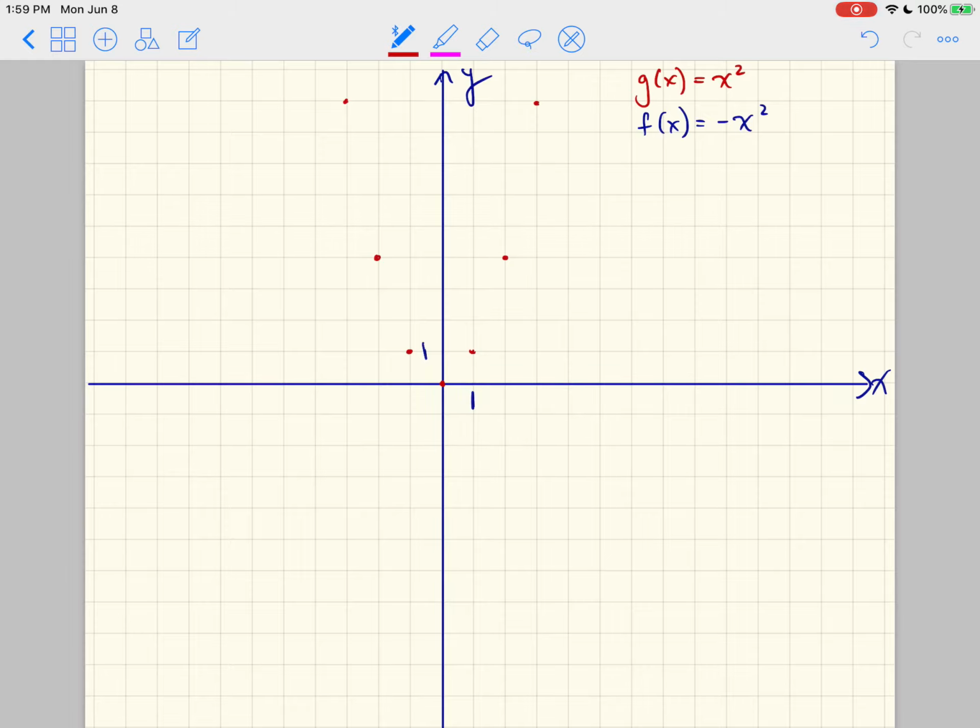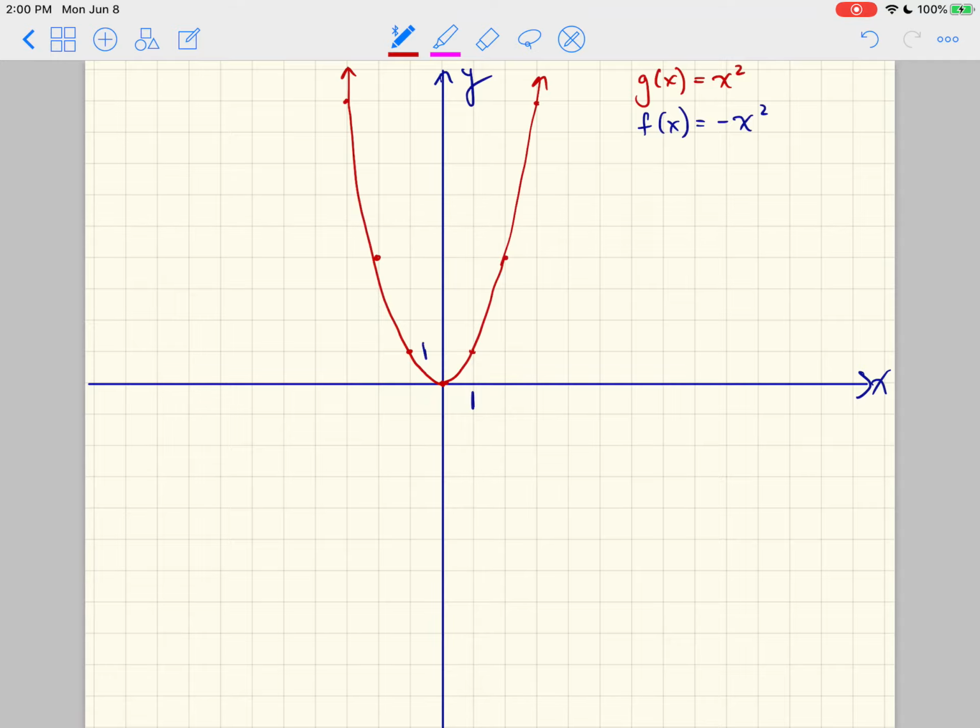So here's the graph of y equals x squared. And we've gone through this in a previous video, but I wanted to make sure that we were all on the same page, that we all understand the parent function of the quadratics. So that shape right there is something that you should know.